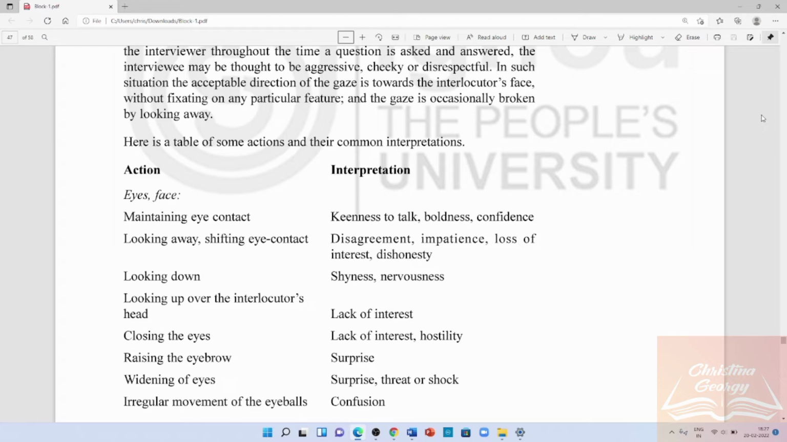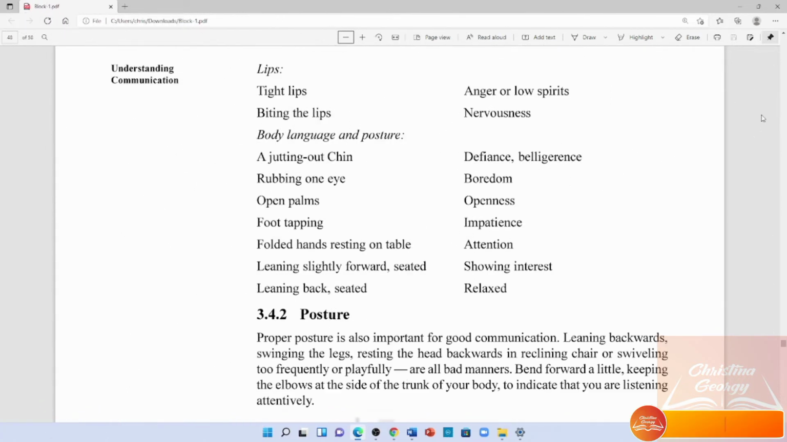What if you raise the eyebrow? It could denote surprise. Same with the case of widening of eyes. Even irregular movement of eyeballs shows confusion. Lip movements can also be subjected to interpretations. Tight lips could show anger or low spirits, whereas biting the lips could mean nervousness.